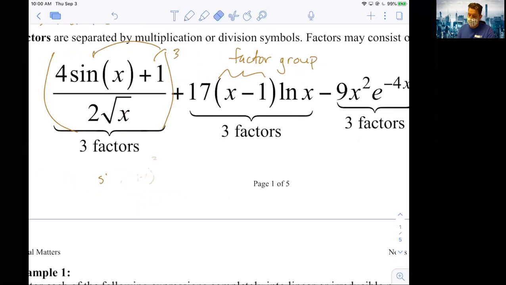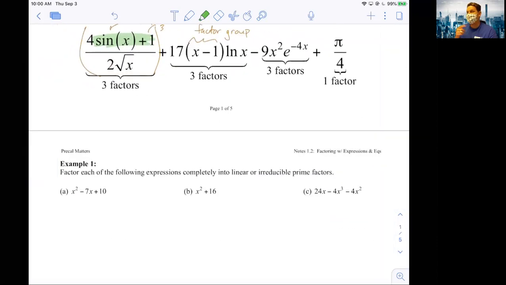So anyway, you can have factors that are more than just a single number and more than just a power of x. They can be expressions, like that whole thing is one factor, okay, that consists of 2 terms. All right, so example 1, we might get to example 2 today. There's a lot to review here.